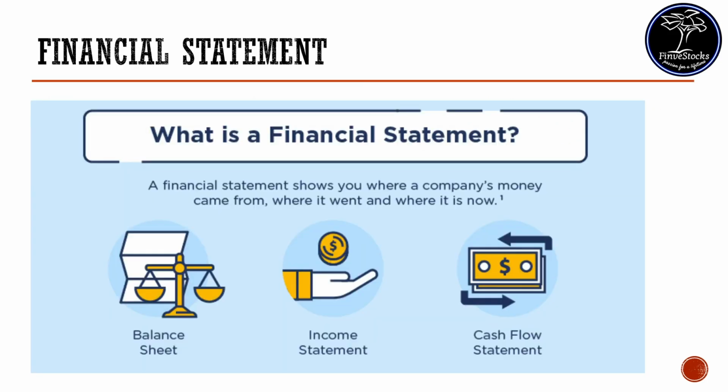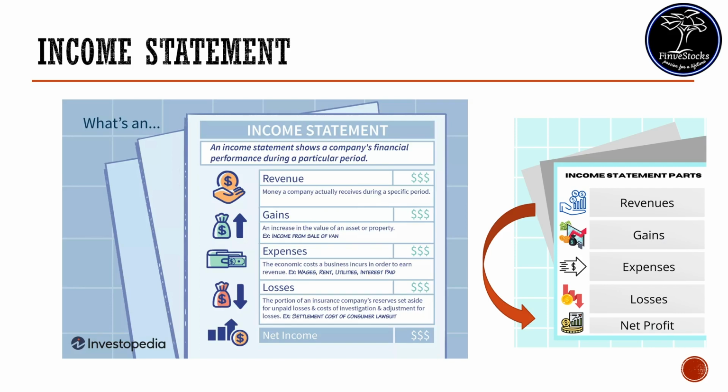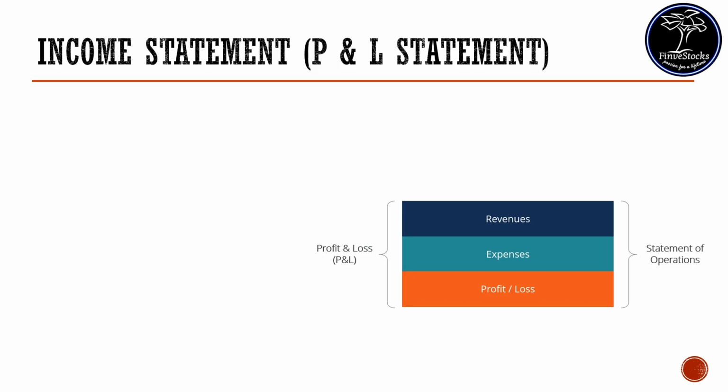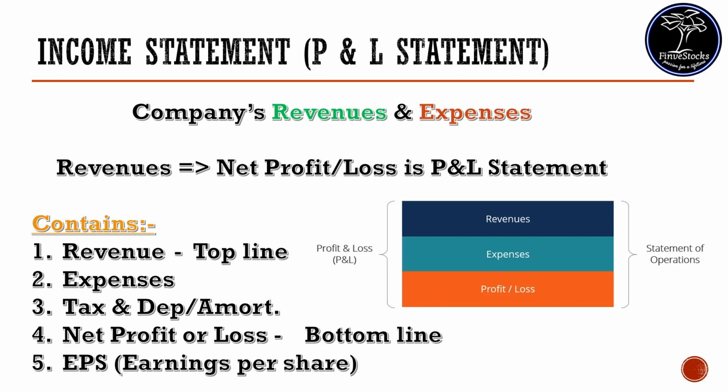So we'll start with what is a financial statement. A financial statement shows you where a company's money came from, where it went, and where it is now. First one is the income statement, or we call it the profit and loss statement, because it will show the profit and loss of the company. The profit and loss statement shows the company's revenue and expenses for a particular financial year. It indicates how the revenue is transformed to net income or net profit. So simply telling, revenue's conversion to net profit is the profit and loss statement. The formula for finding out profit or loss is revenue minus expenses.